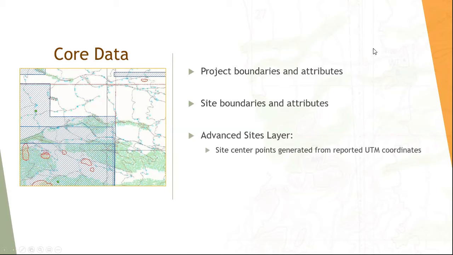The third core data layer is called the advanced sites layer. As opposed to polygons, these are points, which might be difficult to see, but they're bright green points. These are generated from site UTM coordinates that are taken from submission material. These points are published before a site boundary has been processed and approved, and are available to help our users know that even without a boundary, there are cultural resources located in this vicinity, and you need to be aware.